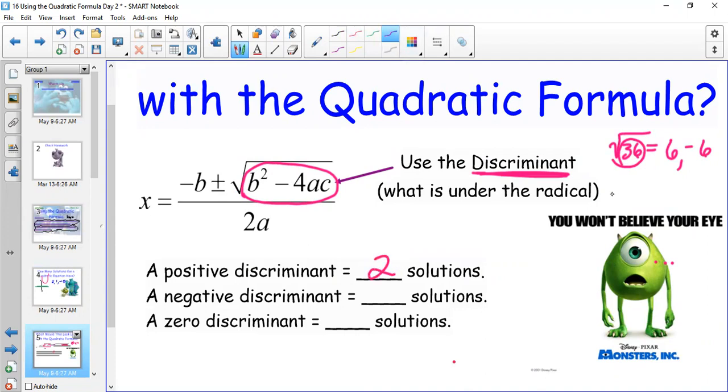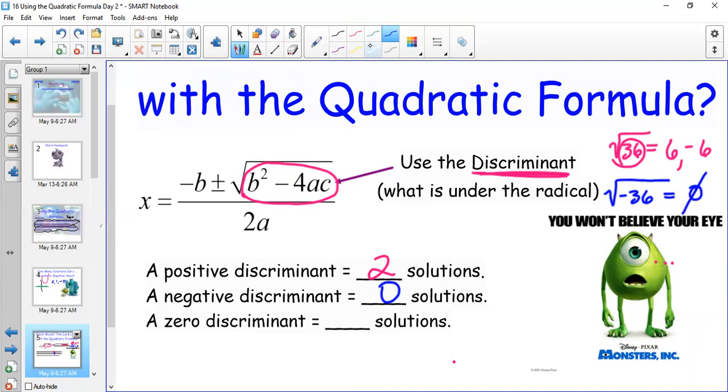If I would have a negative underneath that square root, I have no solutions. It's not possible to square root a negative because 6 times 6 is 36, not negative 36, and negative 6 times negative 6 is also 36. So there is no possible answer on that one. So there are no solutions.